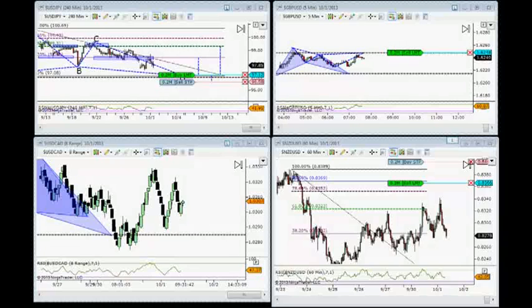Are range charts better than candles? No, they're just different. Can you do this on MetaTrader? I don't have any idea. I don't use MetaTrader.